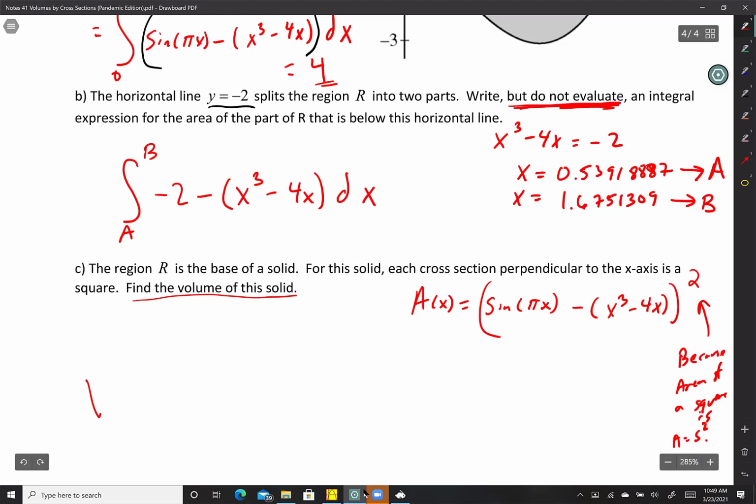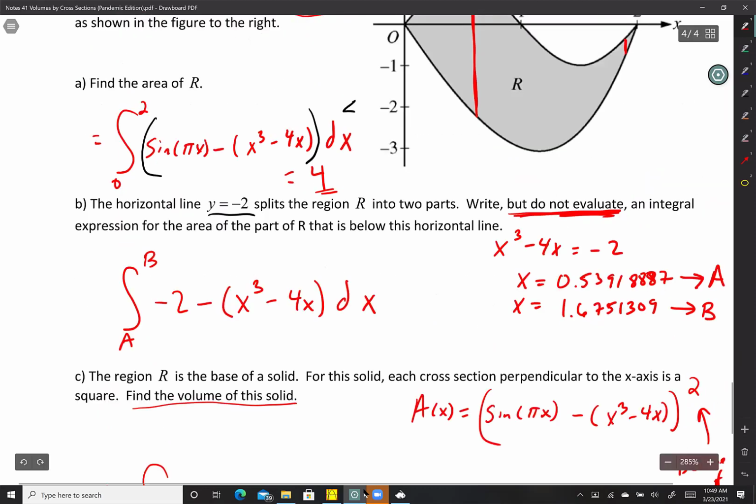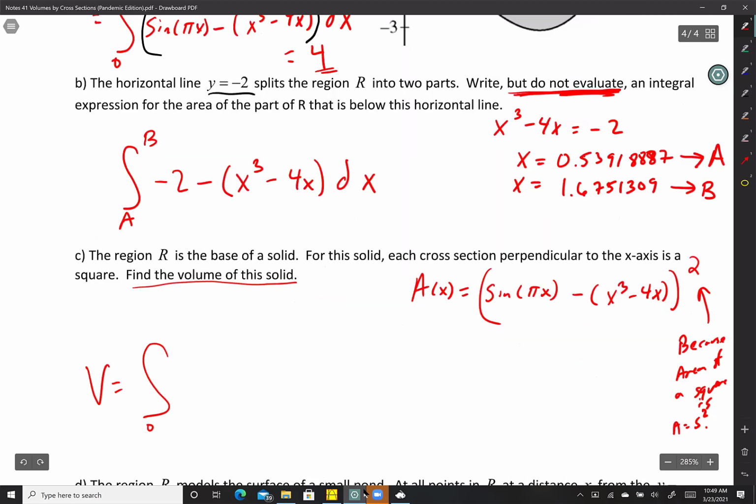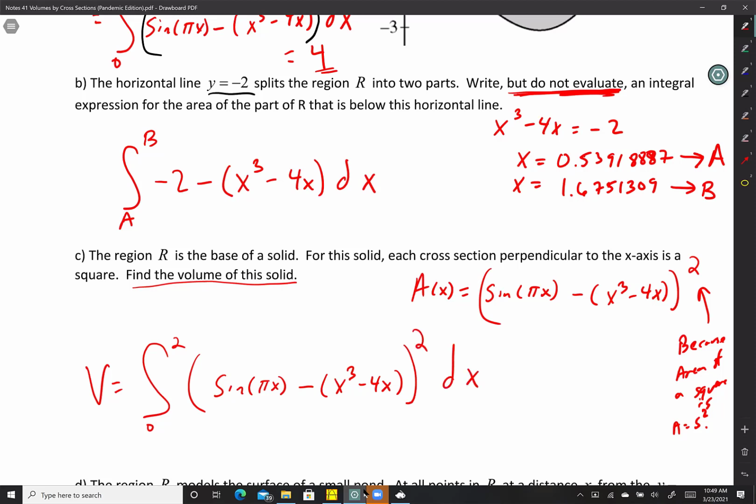So my volume is equal to integral from what to what? Perfect. 0 to 2. And then I just rewrite that expression, guys. Giant parenthesis, sine pi x, close, minus little parenthesis, x cubed minus 4x. If you want to distribute that little parenthesis, go for it. And then square it. Make sure to put the dx. And then they do want the volume.